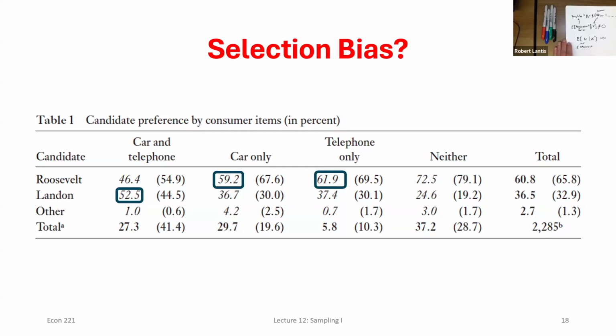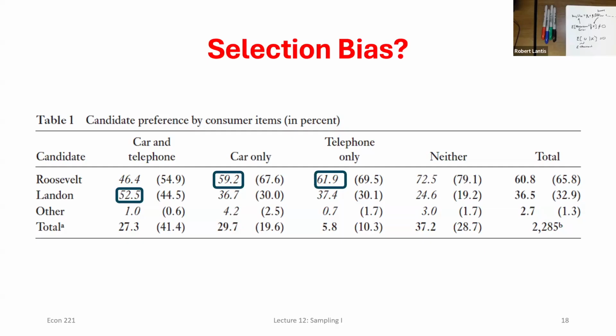So if we wouldn't have required that you own both a car and a telephone to send out this survey, we would have actually had not a selection bias. Okay? But because they required the names to have a car registration and a telephone number associated with them, we ended up with only people in this group in our sample. We had a selection bias.